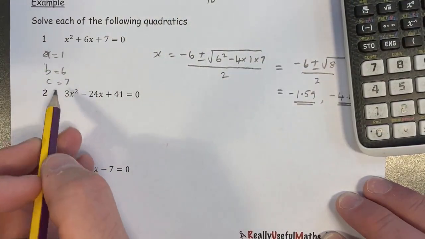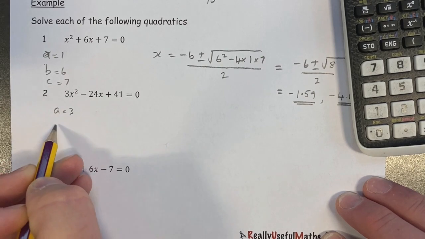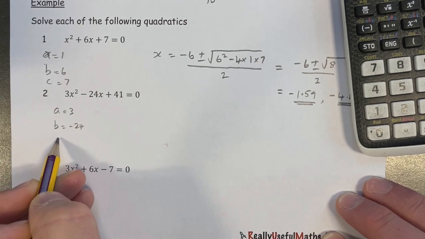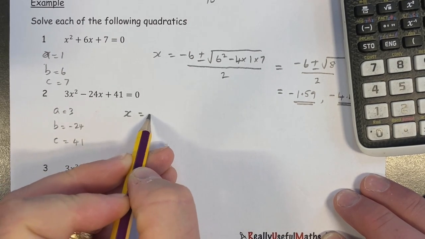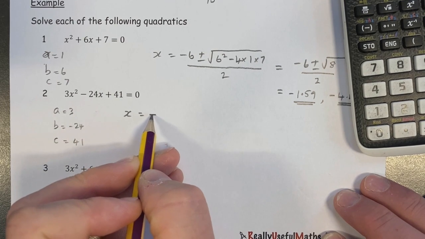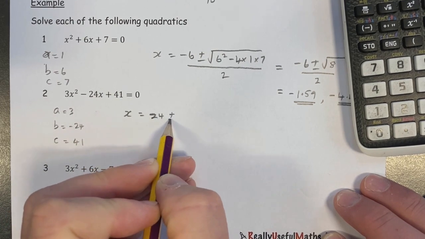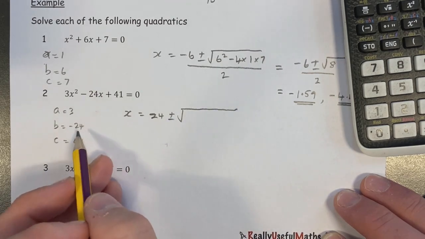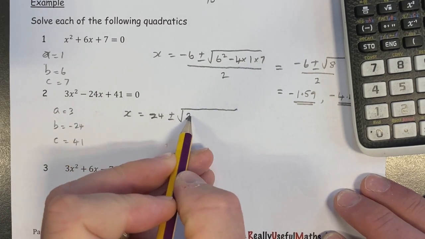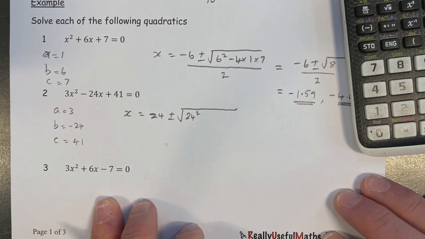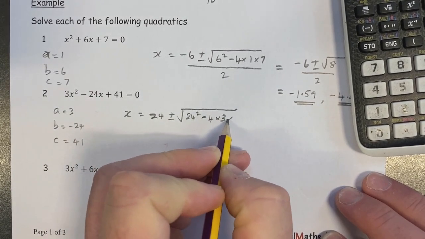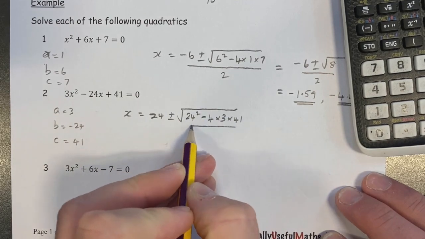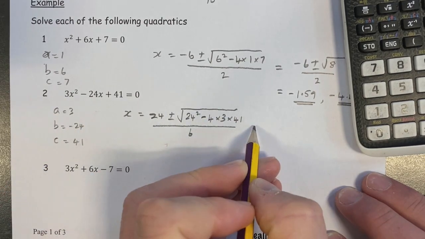Next one, much the same. A this time though is 3, b is negative 24, and c is 41. So x is equal to minus b, so minus minus makes that positive 24, plus or minus the square root of b squared. Now personally, even though that's a minus, I write it as 24 squared. Why? Because minus 24 squared is the same as 24 squared. It's a positive answer. Take 4 times a times c and that's all divided by twice a, so 6.